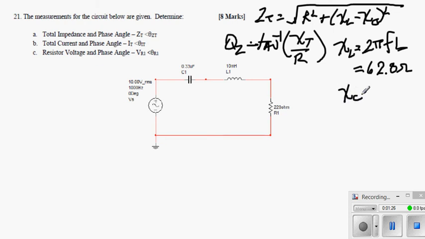Now, the next value that we need is XC. This is the value of XC that I calculated on my calculator. That comes from the formula 1 over 2 pi FC. You can pause the video and calculate the value to see if you get the same results.